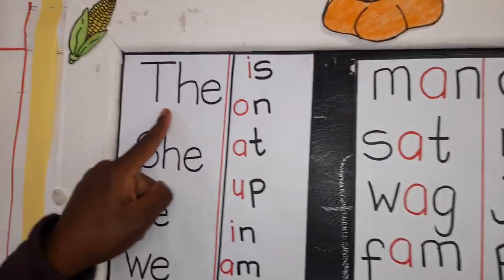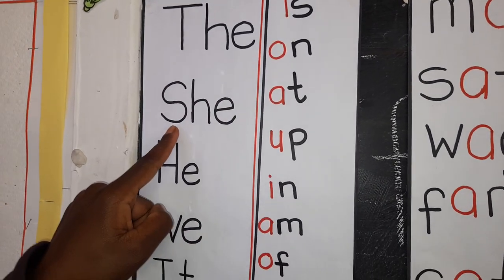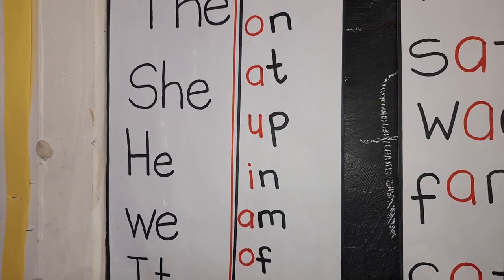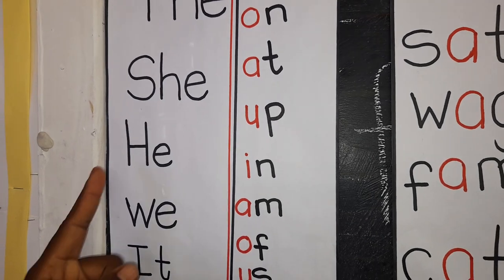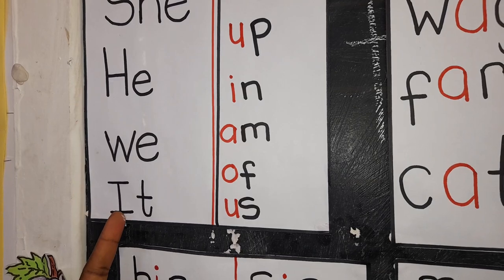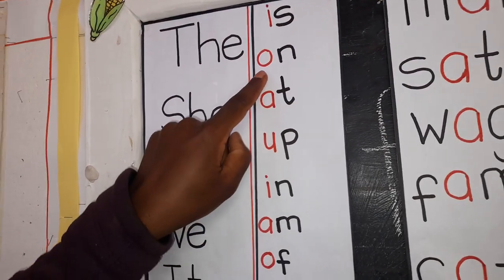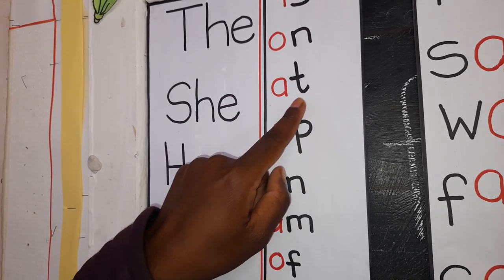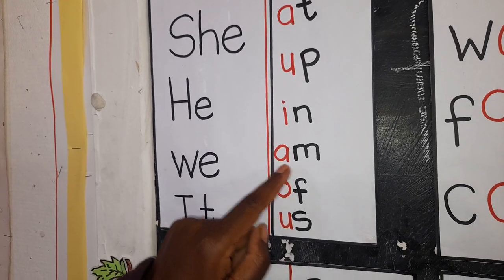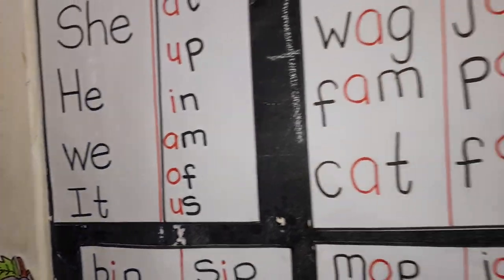Here we're having the. Do you remember I said you bite your tongue? The. Here we're having s. When s goes to h, it says sh, and then we're having she. We're having he. We. Eat. Is. On. At. Up. In. Am. Of. Us.